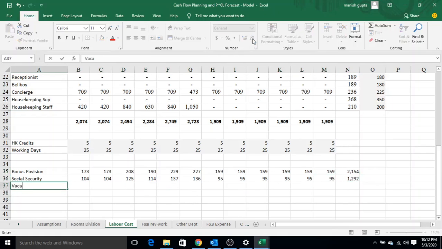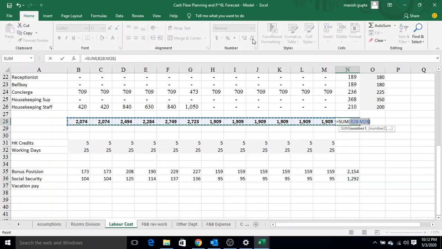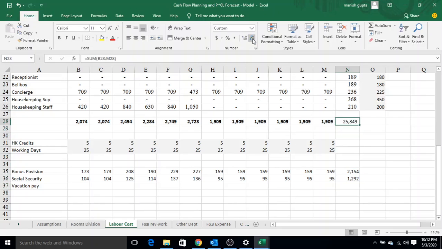Now you have vacation pays. So how are you going to do vacation pay? Usually, let's say on average everybody gets 10 days of vacation pay. So it means the total vacation pay budget will be equal to the total, this is 365 days salary, correct? So this 25,849 is 365 days salary. So let's calculate the vacation pay separately.